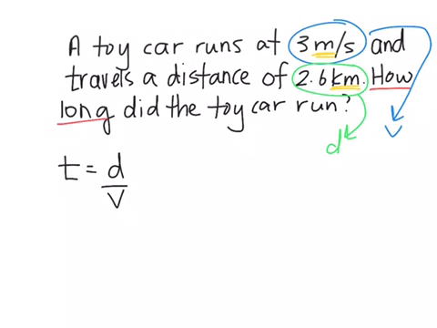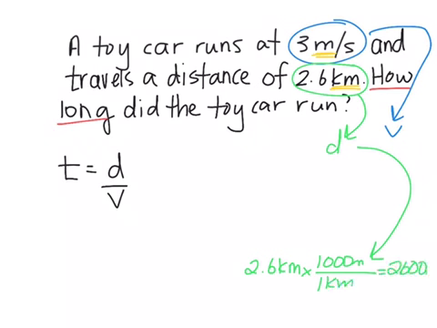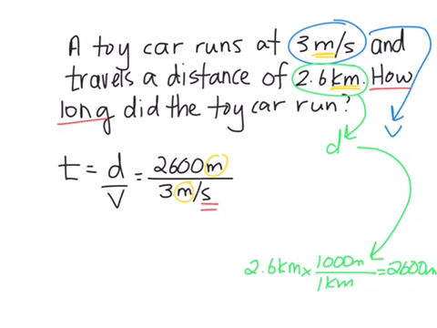So we're going to take this 2.6 kilometers and we're going to convert it into meters. So 2.6 kilometers times 1,000 meters per 1 kilometer. That's going to equal 2,600 meters. So we can plug that number in here. So 2,600 meters divided by 3 meters per second. So we'll see meters will cancel, and our time is going to be in seconds because that's the unit of time in our speed measurement. We get 867 seconds.